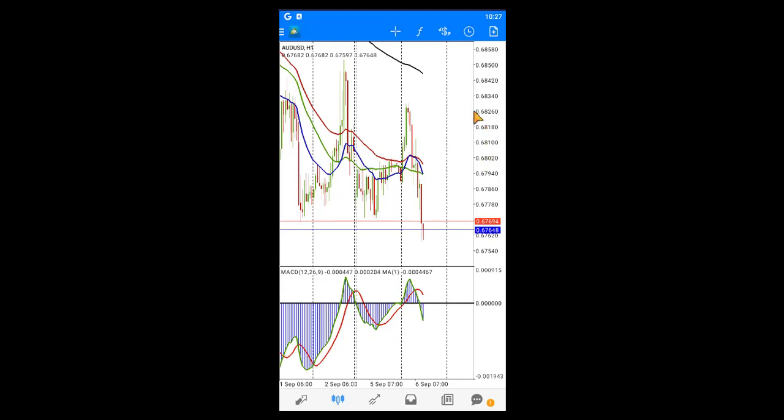Then since we are selling at this price, our stop loss just above our 200 period moving average will be 0.68500. So I've taken down the price. Please, you can always pause, rewind and play it again to follow up very well.